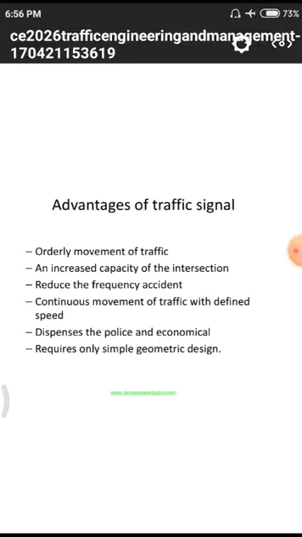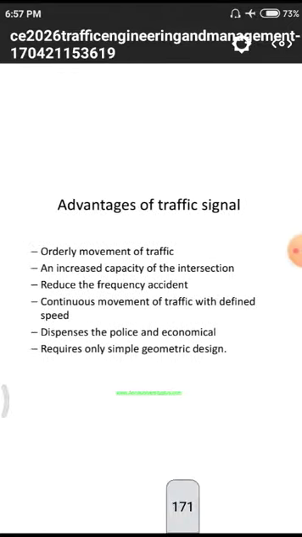Next one, requires only simple geometric design. That means it requires only a particular electronic device and a single man to operate that electronic device. It requires a simple geometric design at the center of a road or the cross section of the junctions of the road. We need to fix it, so it requires a simple geometric design.